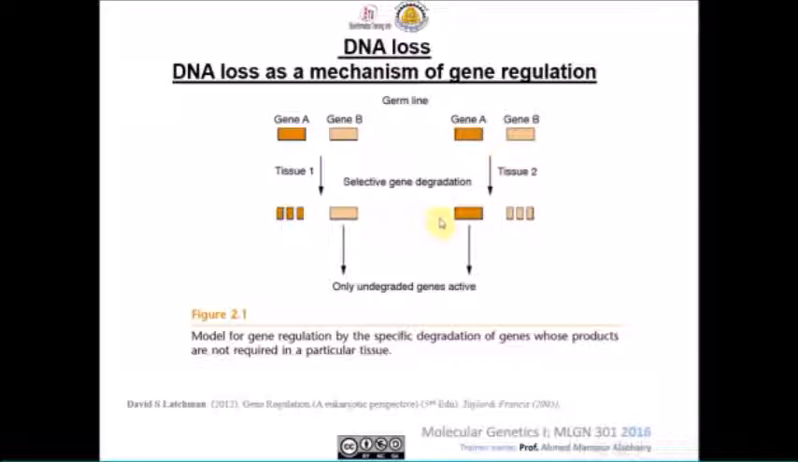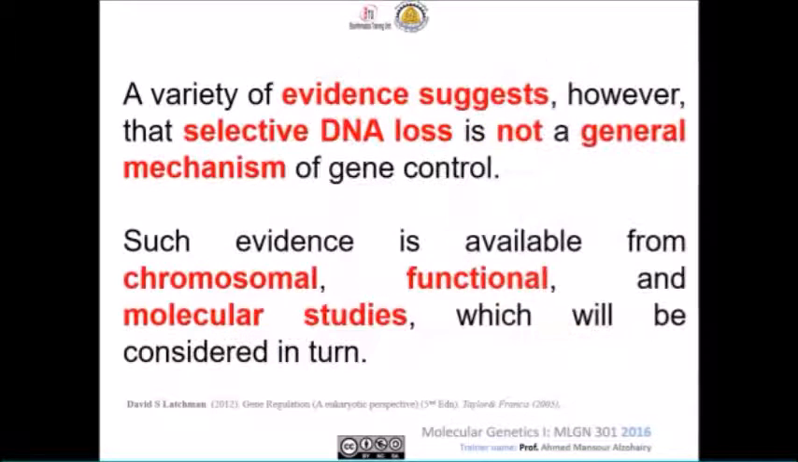So we only use the genes that are needed in that specific tissue. That model was proposed by some scientists as a way of gene regulation. But of course we saw after that it is not the right one; it only works in very special cases. In most cases and most tissues, genes are not degraded by that mechanism. So let's see how things work in most cells.